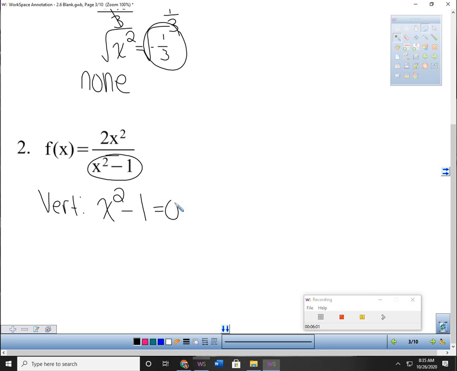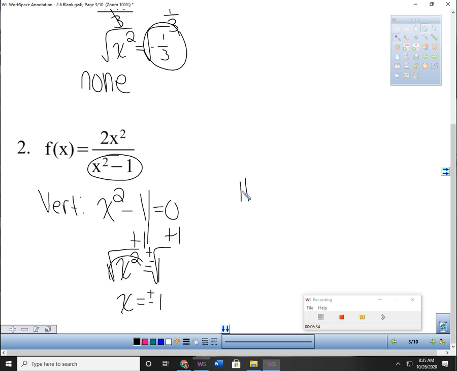And then I'm going to solve for x. So I add 1. x squared is equal to 1. And then I'm going to square root. But I don't want to forget that I'm going to have a positive answer and a negative answer. So I actually get plus or minus the square root of 1, which is 1. So I have 2 vertical asymptotes. I have a vertical asymptote at 1, and I have a vertical asymptote at negative 1.